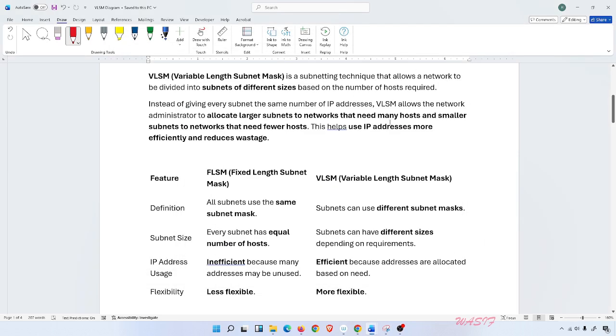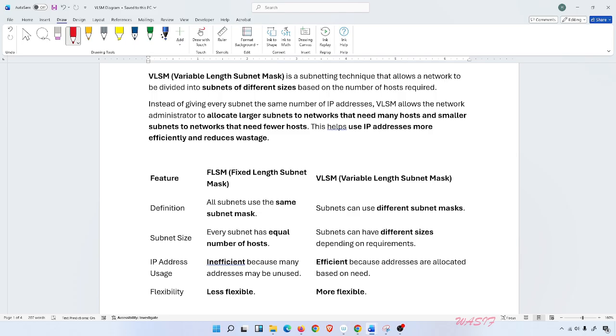In order to understand VLSM, you need to understand FLSM first. So before you start with VLSM, make sure that you have watched FLSM. VLSM is Variable Length Subnet Mask. That will be mostly used, but it is a little bit complex.